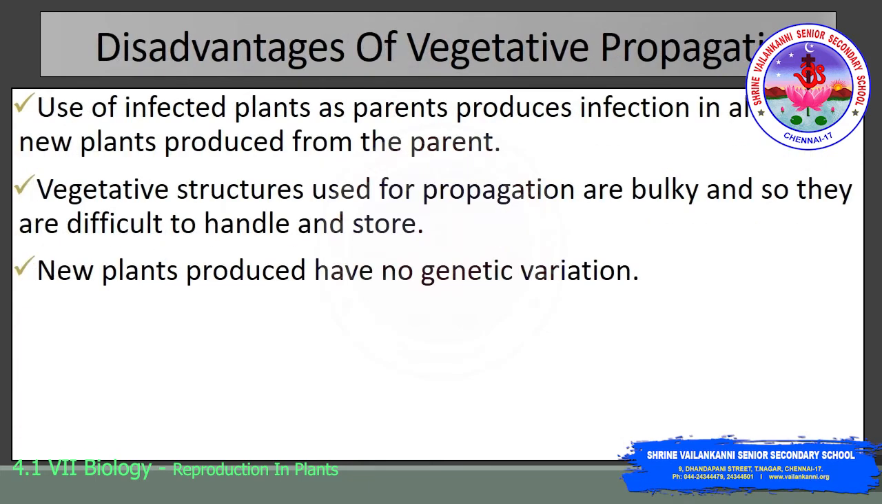Coming to the disadvantages of vegetative propagation, use of infected plants as parents produces infection in all the new plants produced from that parent. The vegetative structures used for propagation are usually bulky when compared to seeds, and so they are difficult to handle and store. And the next disadvantage is that new plants produced have no genetic variation.